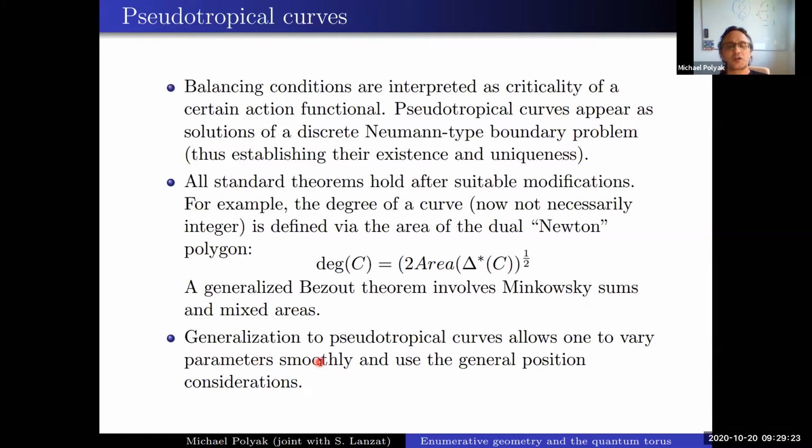And if so, it's also very convenient to use the general position considerations and also the limit construction. So you can do a lot by varying slightly these parameters and then passing to a limit. And I will not give examples here, but it actually works, and surprisingly well.